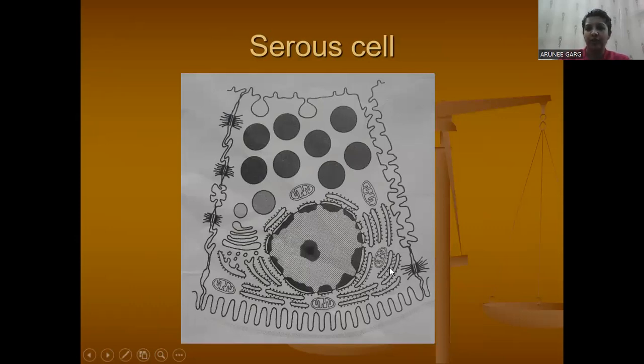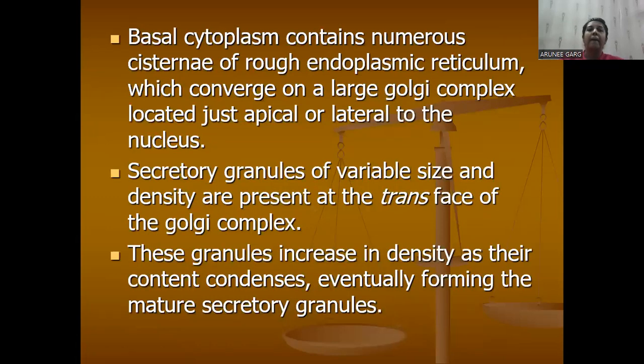These are the rough endoplasmic reticulum, mitochondria, Golgi apparatus, present all towards the base of the nucleus. This is a round spherical nucleus close to the base. These are the junctions between the two cells. Basal cytoplasm contains numerous cisternae of rough endoplasmic reticulum, which cover a large Golgi complex located just apical or lateral to the nucleus.